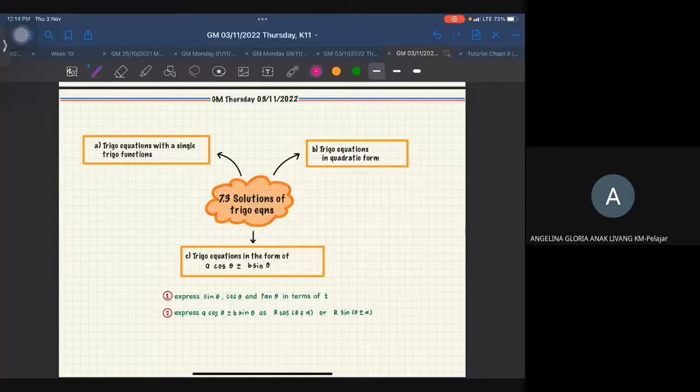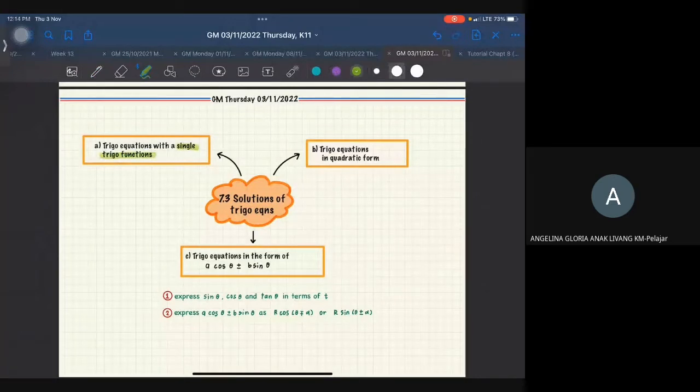In 7.3, okay, so 7.3 solutions of trigonometric equations. So we can divide the cases in solving trigo into 3 cases. Okay, so dia ada 3 cases yang berbeza lah. So case yang pertama, awak akan jumpa soalan melibatkan trigo equation yang ada single trigo function.